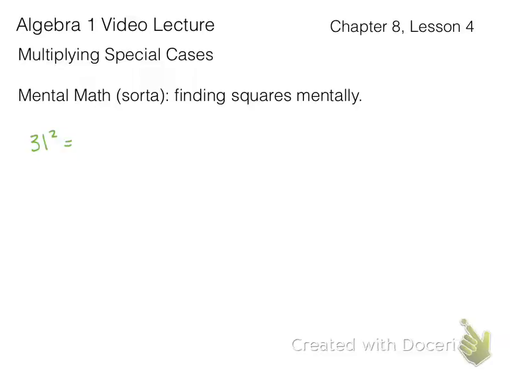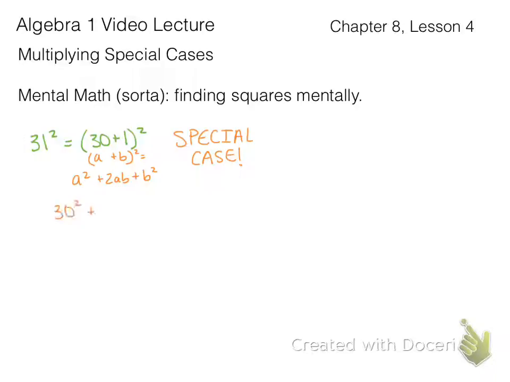So I'm going to break up 31. I'm going to break it up into 30 plus 1, because 30 plus 1 is still 31. Squared. Well, I can do this as a special case. I know that a plus b squared is the same as a squared plus 2ab plus b squared. So what's a squared? Well, the 30 squared, 3 times 3 is 9, plus 2 zeros is 900. And then we have 2ab, which is 2 times 30 times 1, plus 1 squared.